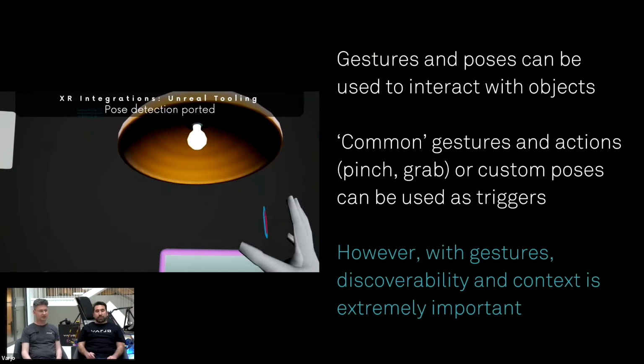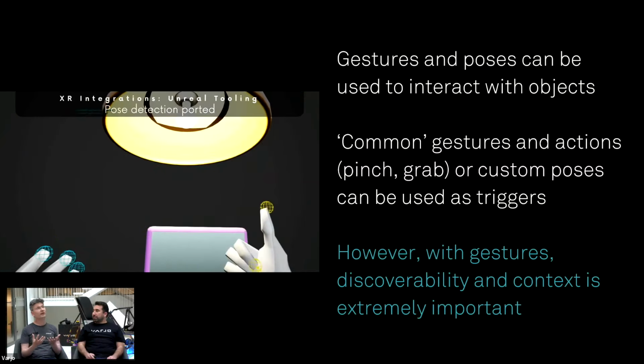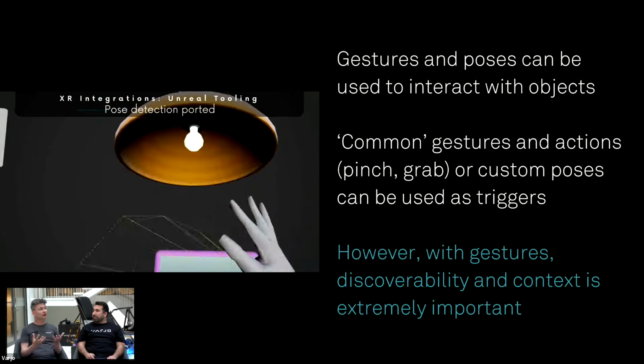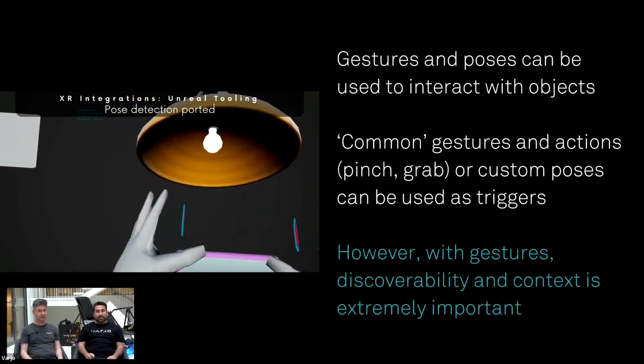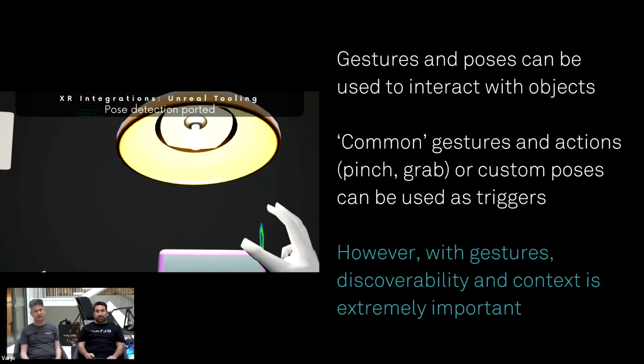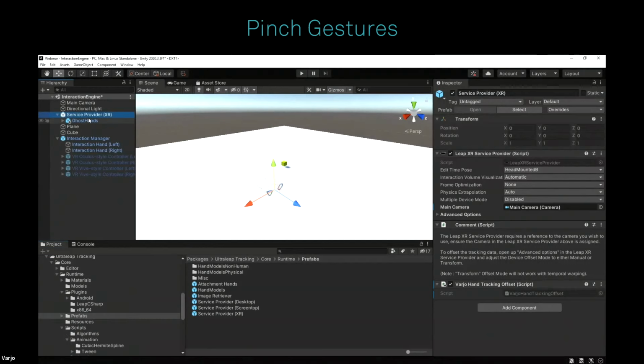And with gestures, there's a trade-off with discoverability. So you might want a gesture that isn't often used, but you would have to teach your user that it's an important thing to do. So yeah, context and discoverability is super important. And let's see how we can do this pinch gesture in Unity.